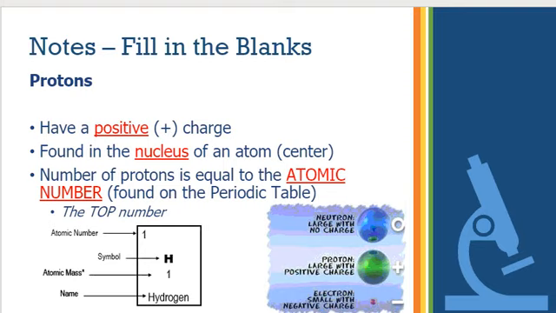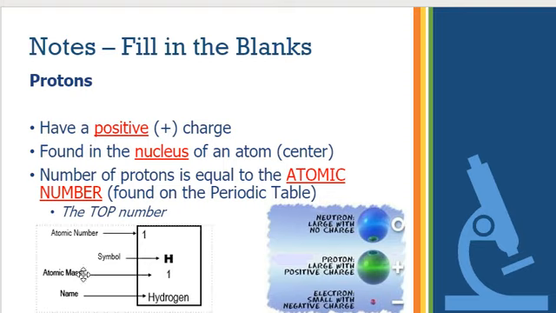They're found in the nucleus of an atom, that's that dense center or core, and the number of protons is equal to the atomic number, and we can find the atomic number on the periodic table, and this is the top number. So I've given you a sample of a periodic table square.